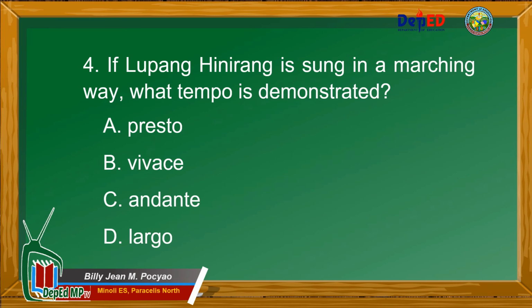Number 4. If Lupang Hinirang is sung in a marching way, what tempo is demonstrated? Letter A, presto. Letter B, vivace. Letter C, andante. And letter D, largo. The correct answer is letter B.